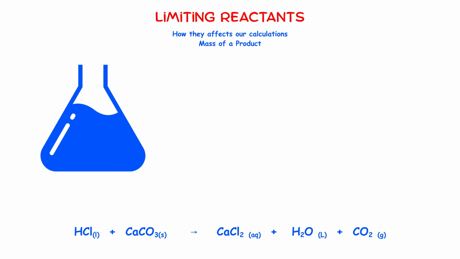Today's video, we are going to explore the concept of limiting reactants and understand how they influence the calculations we perform when determining the mass of a product formed during a chemical reaction. To understand what a limiting reactant is, let us picture a beaker that contains hydrochloric acid and into which we drop some solid calcium carbonate.